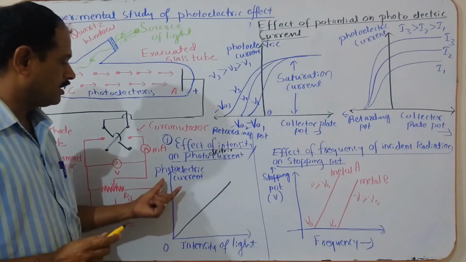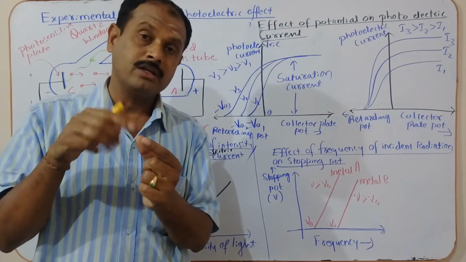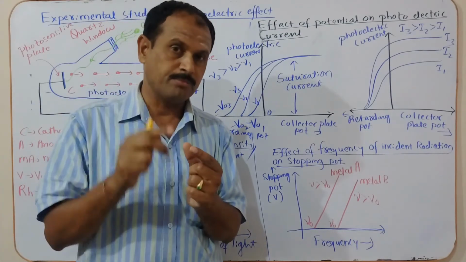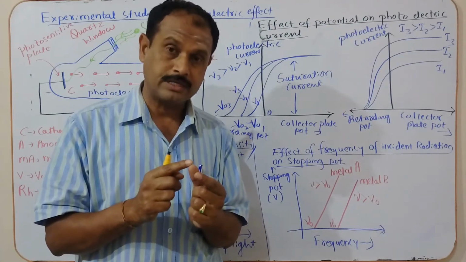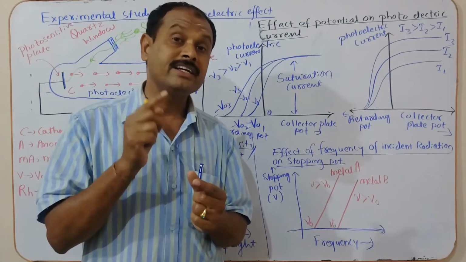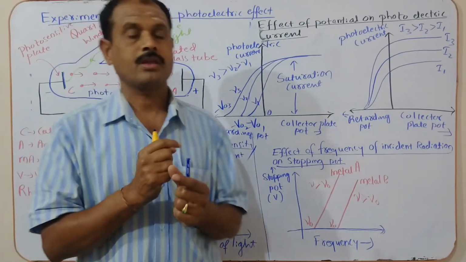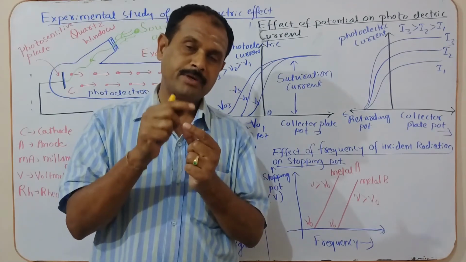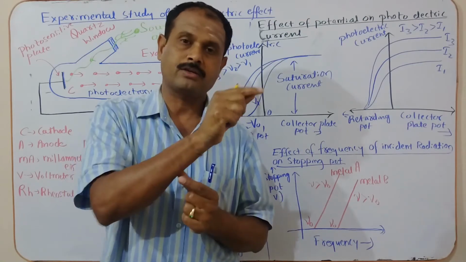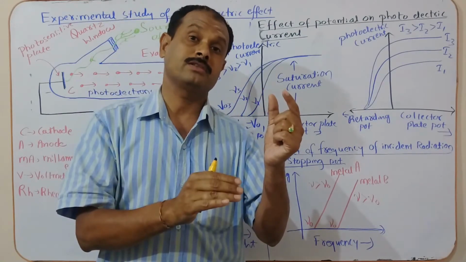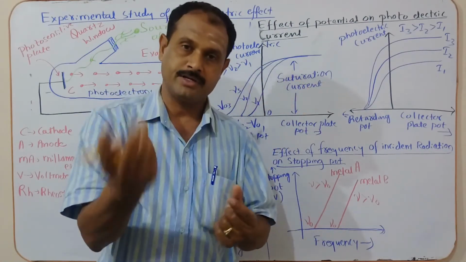Now a number of photons are incident on a photosensitive material. The number of photons incident per second on the photosensitive substance is nothing but the intensity of light. Now each photon emits one photoelectron. By one photon, one photoelectron is emitted. More photons incident, more intensity of light, more photoelectrons are emitted.